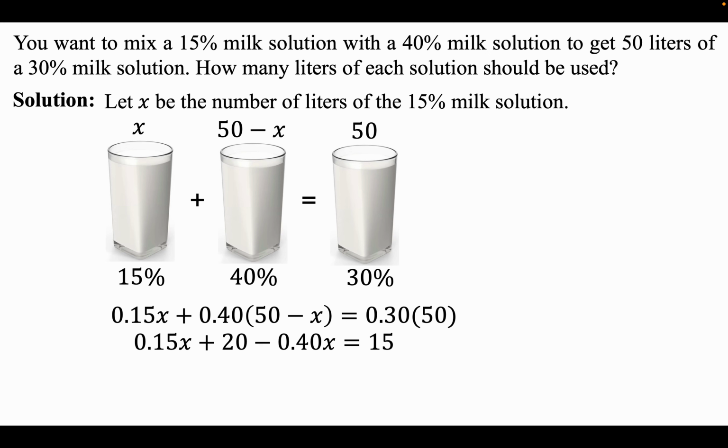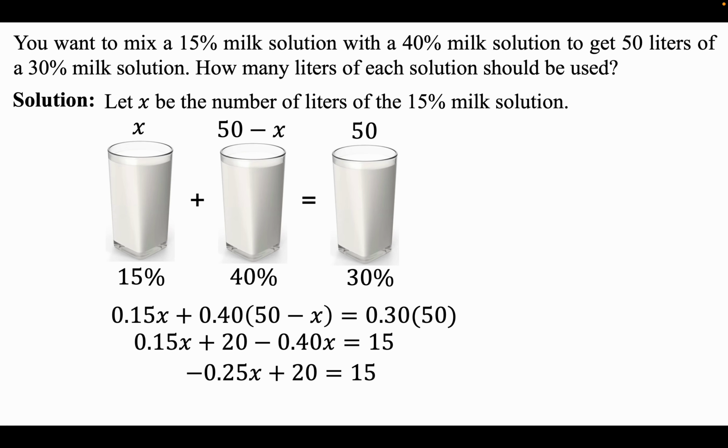Now, the next step here would be to distribute. If I distribute the 0.40, 0.40 times 50 is 20, and 0.40 times that would give you a negative 0.40x. And then, of course, over here, you get 15. Combine the like terms: 0.15x minus 0.40x gives you a negative 0.25x, and then you still have the plus 20 equals 15.